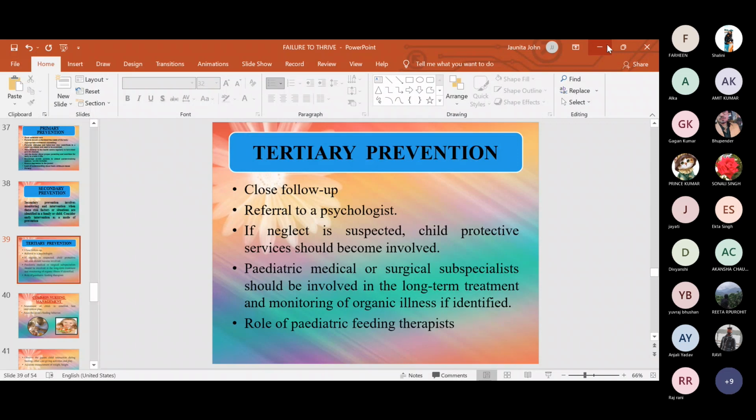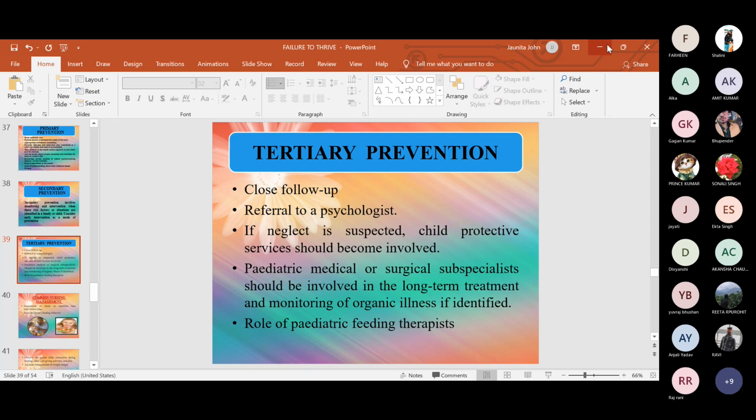Anyhow, tertiary prevention, first of all, close follow-up should be there. As I told you all, if any type of psychopathy has been formed, that particular caregiver should be referred to a psychologist. If any neglect from the side of the caregivers is suspected, child protective services should be involved in order to protect the child; just 5 to 10 slides back you have seen about child protective services. Then pediatric, medical and surgical specialists should be involved.